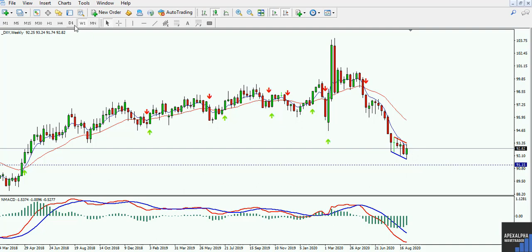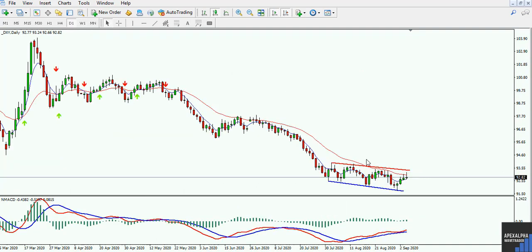So let's have a look at the daily time frame, and this is what's been going on. We've had a series of consecutive impulsive moves down, and once we get an impulse move, we get a correction, we get another impulse move. So we are in a correction phase here. This is the daily time frame.